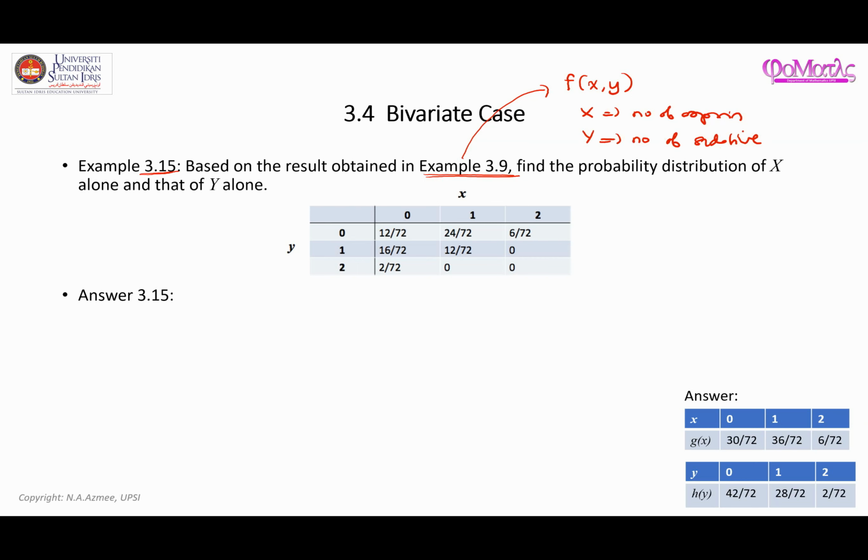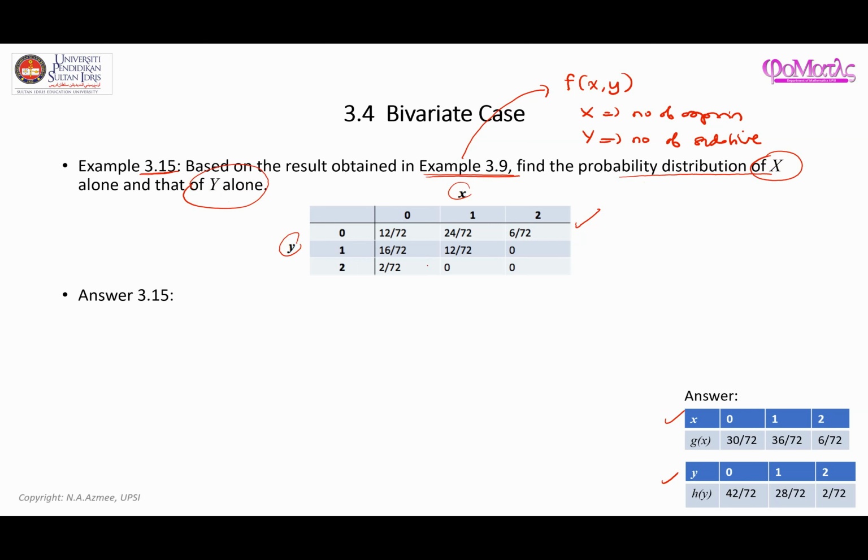Okay, so we have the combination of x and y right here. This is the result that you have already seen in example 3.9. Now based on the result here, we are going to find the probability distribution of x alone, and then the marginal distribution of y alone, and the answers are already given right here, and I'm just going to show you how we can get the given answers.